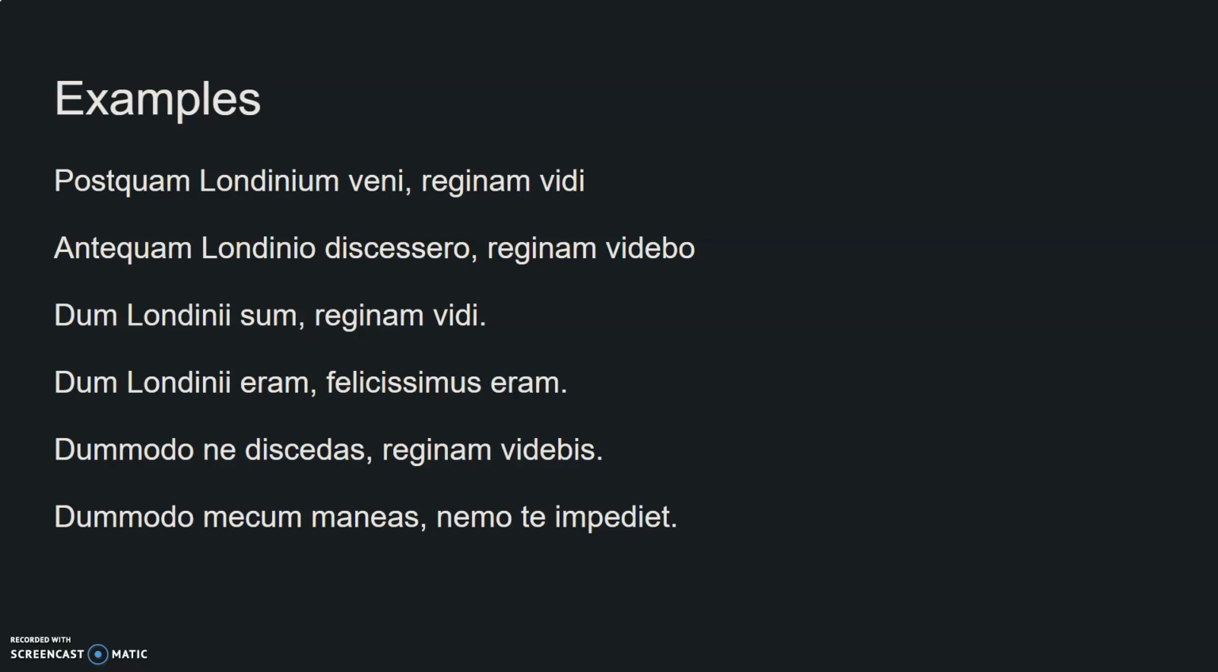Now, the next sentence, dum Londinii eram, while I was in London, felicissimus eram, I was most happy. So the whole time I was in London, I was happy. Then we'll have the imperfect in both parts. So notice the difference between the two. Dum Londinii sum, at a certain period of time while I was in London. During that period of time in the present, I saw the queen, dum plus the present, versus during this entire period of time I was in London, dum Londinii eram, I was happy the whole time. Then you get imperfects at both points. So when dum is referring to a certain point in a period of time, dum will take the present.